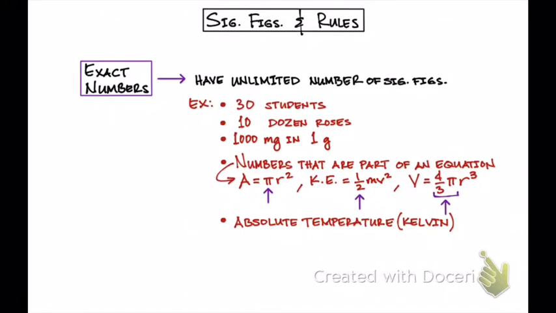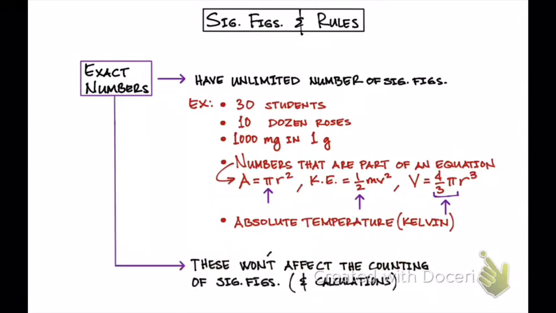Absolute temperature, like the Kelvin, for example, if we have 500 kelvins, 300 kelvins, they also have an unlimited number of sig figs. And so what this really means is that they don't affect the counting of sig figs whenever you're calculating specific measurements and stuff like that, so they won't have an effect on the number of sig figs overall. And I'll talk about this in a little bit more detail once we get there, which is in a couple of slides.